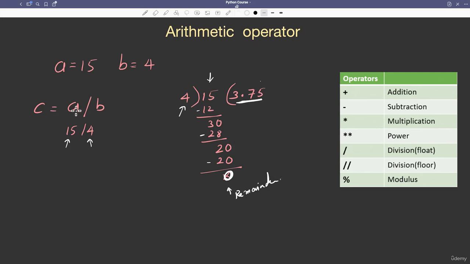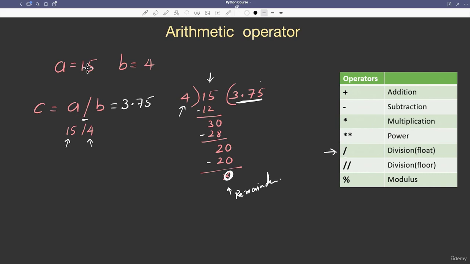So what is the answer of a divided by b? A divided by b is 3.75. This is the answer. All right, so this is called float division. This single operator, single slash, is called float division. Why is it called float division?